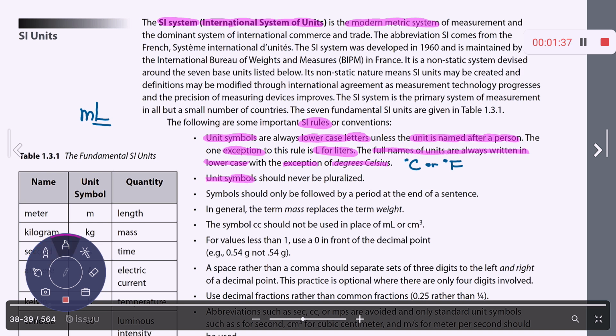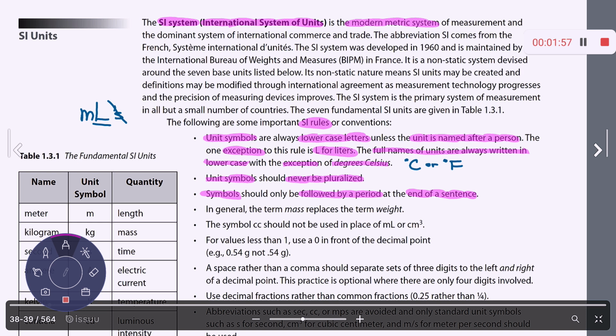Also, unit symbols should never be pluralized. So you won't add an S onto the end of it. Like I wouldn't write milliliters like this. Do you know what I mean? That would be deemed inappropriate. Generally, if you've got a symbol at the end of a sentence, it would be followed by a period.